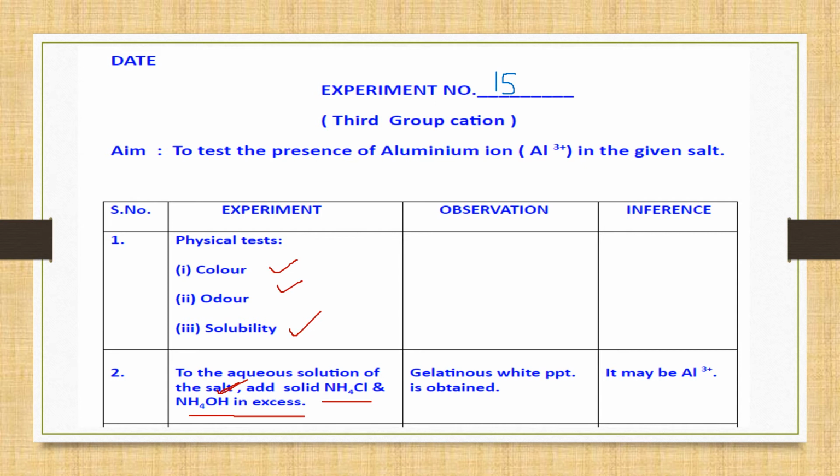And when you do this, you will get a gelatinous white precipitate. Gelatinous white precipitate, a light precipitate, which will be floating. It will not settle down in the test tube. And if you do it once, you will never forget. Whenever you get Al and you get this type of precipitate, you can be almost sure that you have got Al3 plus. But yes, definitely you have to carry out the confirmatory test after this. So we will write maybe Al3 plus.